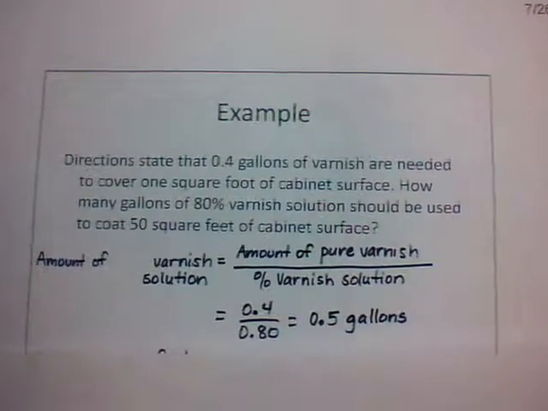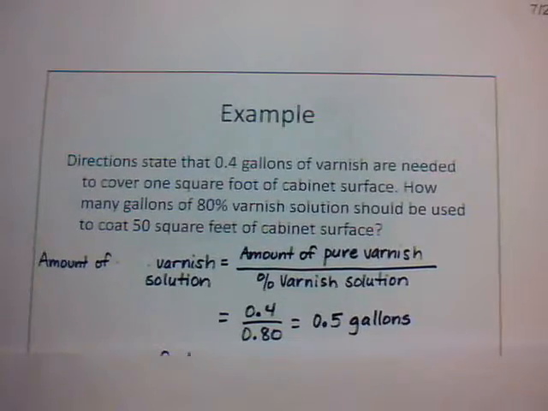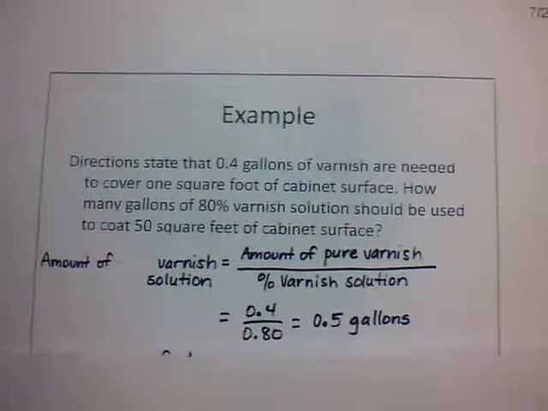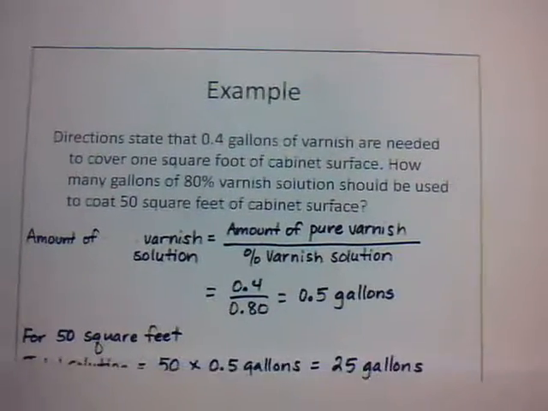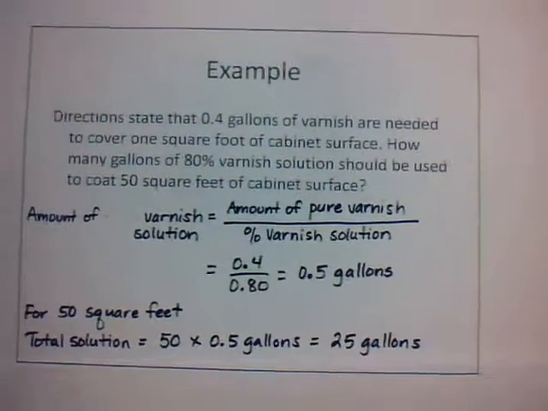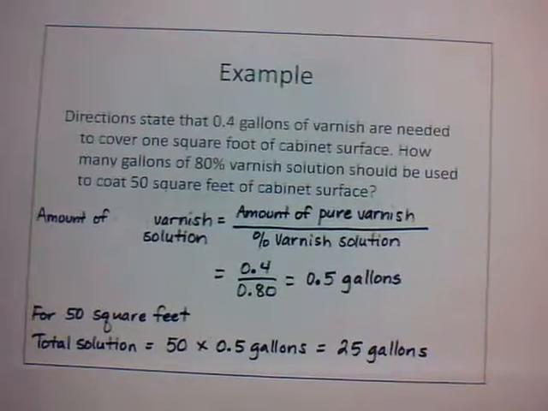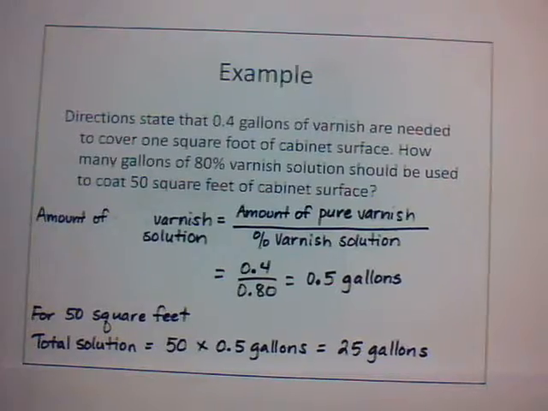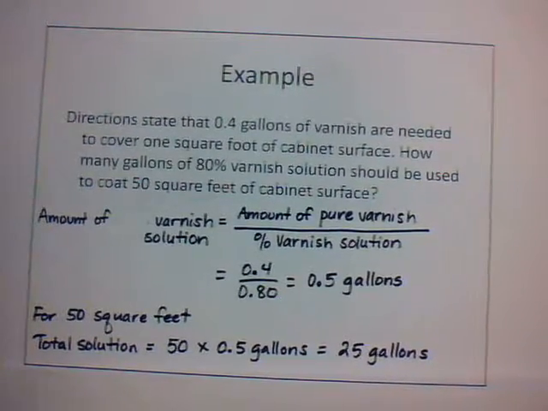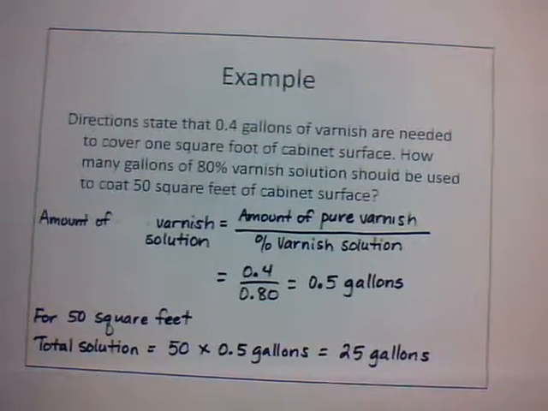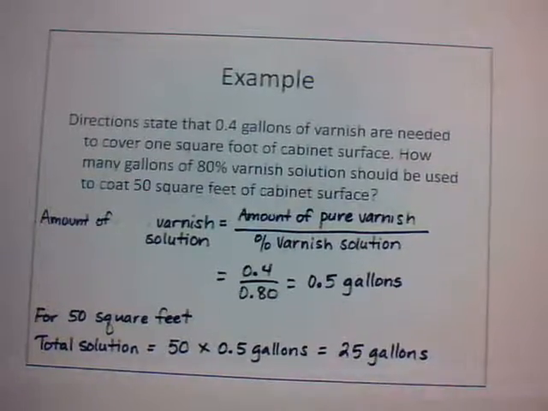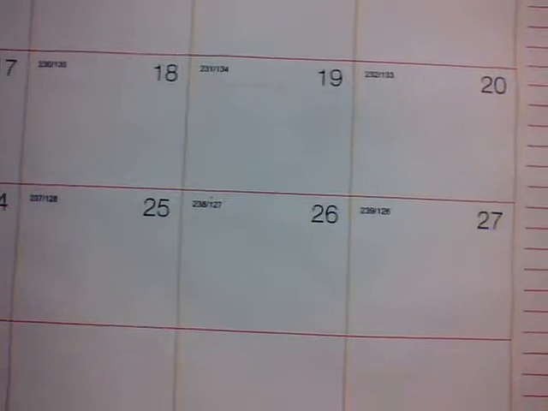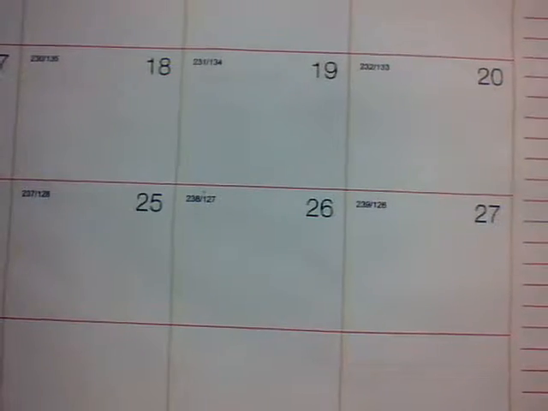So the amount of varnish solution that we're going to need is 0.5 gallons, or half a gallon of varnish solution. But we want to cover 50 square feet of cabinet surface. So in this case here, for 50 square feet, the total solution would be 50 times half a gallon, which will be 25 gallons. So here you're going to need 25 gallons to cover 50 square feet of cabinet surface. Right. That will conclude section 6.9.